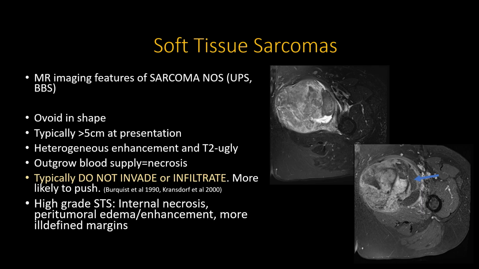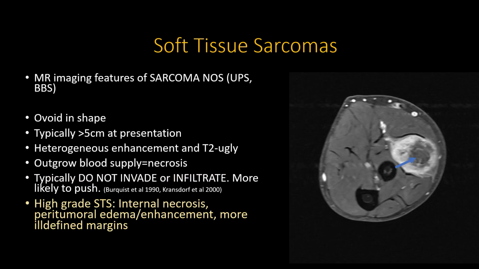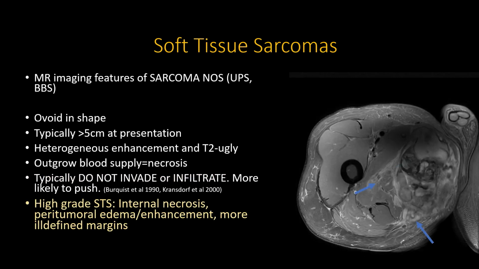The other thing that's interesting about soft tissue sarcomas is that they don't tend to invade. They are very aggressive tumors, but they tend to push. So you'll see that sarcoma pushing that muscle away, pushing the soft tissues away. In high-grade lesions, you'll see more central necrosis. You'll see more of that peritumoral edema.